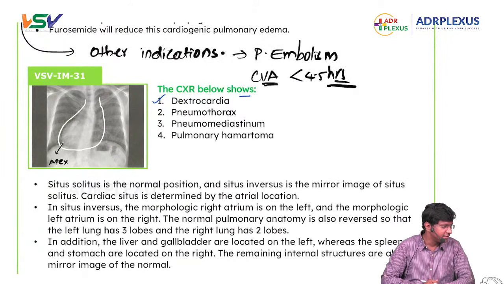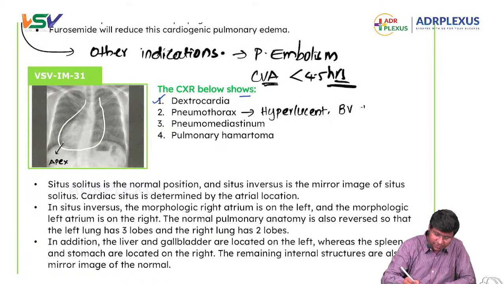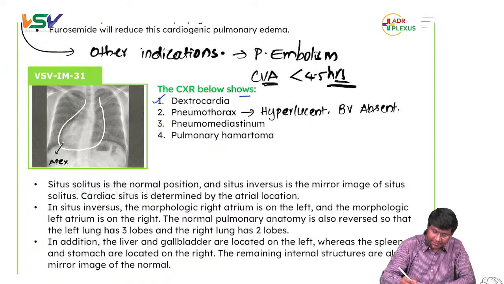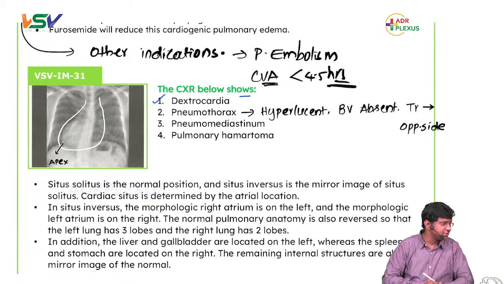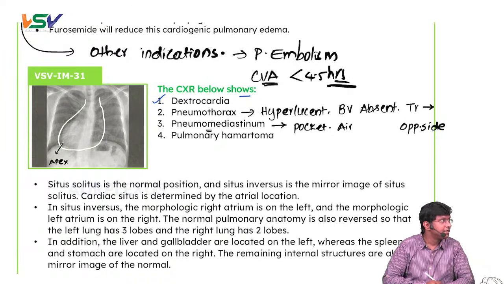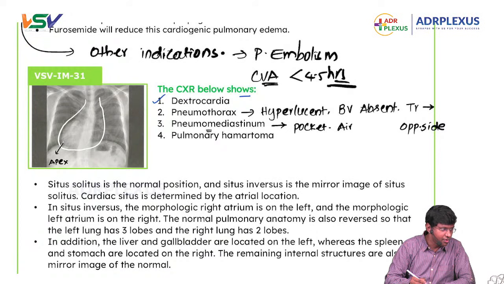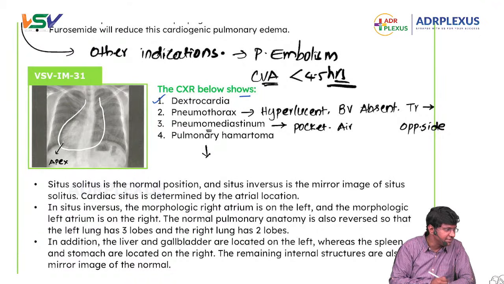Whereas if you take the other options, in case of pneumothorax you will have hyperlucent lung fields, right, and the bronchovascular markings will be absent, right, and the trachea will be shifted to the opposite side. Okay, so that will be in case of pneumothorax. Whereas in pneumomediastinum you have a pocket of air within the mediastinum. Next, in case of pulmonary hematoma, you will have the presence of a mass within the lung shadow.